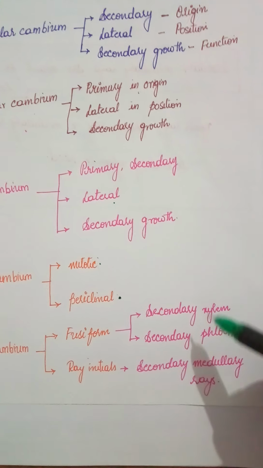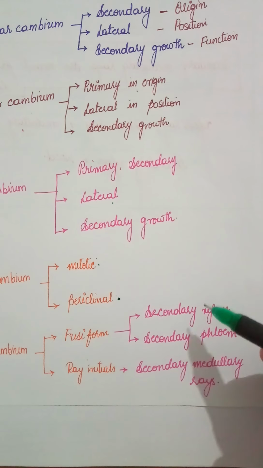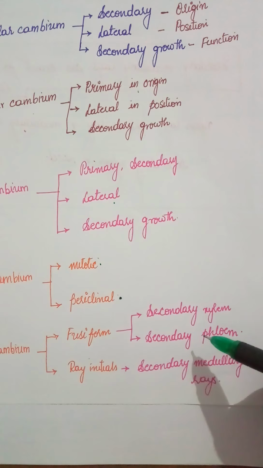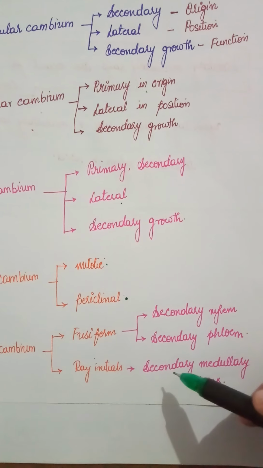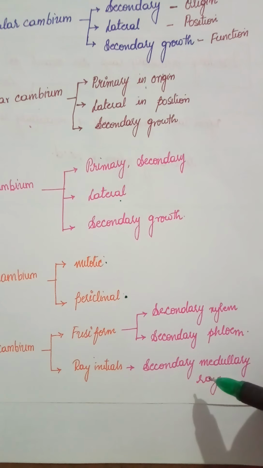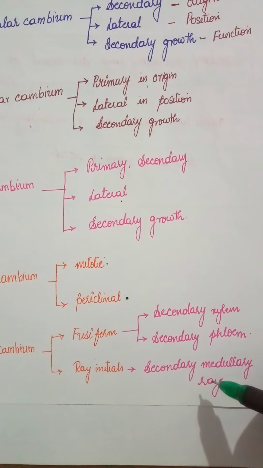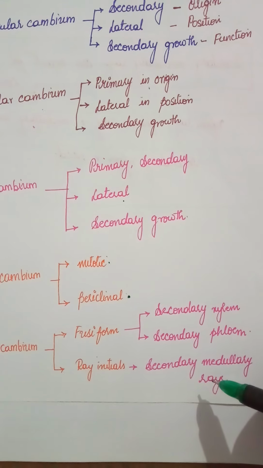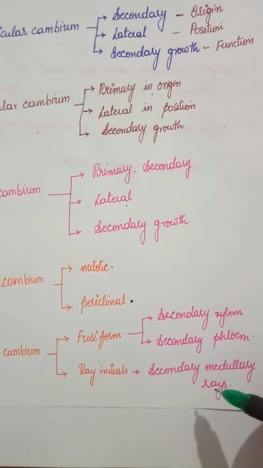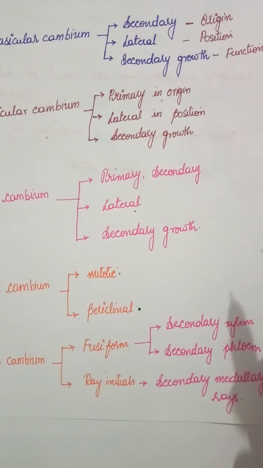Towards the periphery it is secondary phloem, and towards the center it is secondary xylem. And ray initials, secondary medullary rays are produced from the ray initials. And I've already told in the previous video what is the function of secondary medullary rays. The function of secondary medullary rays is radial transportation of water and food.